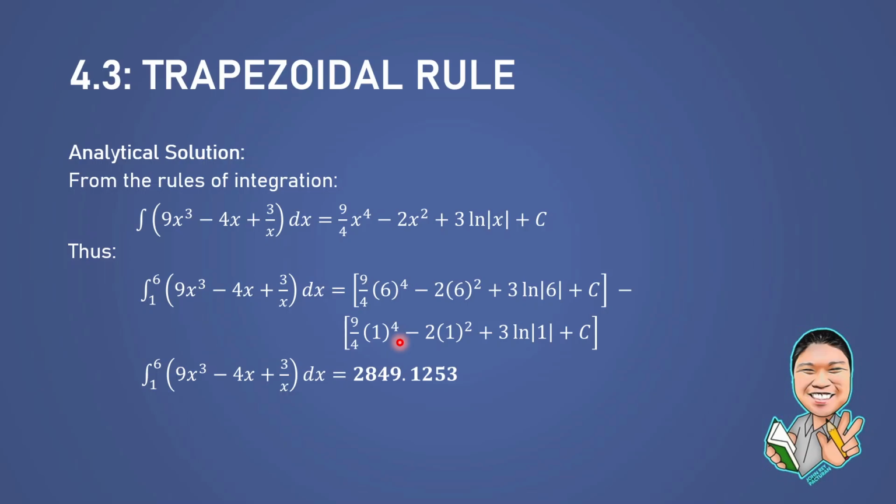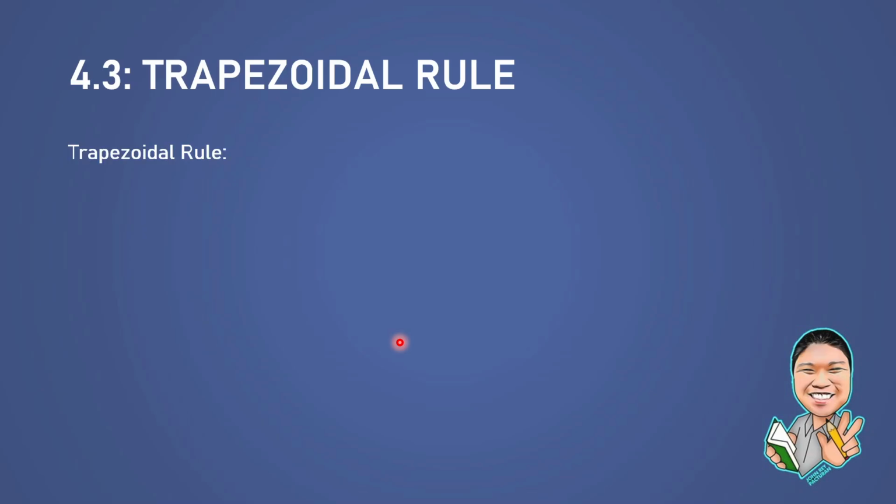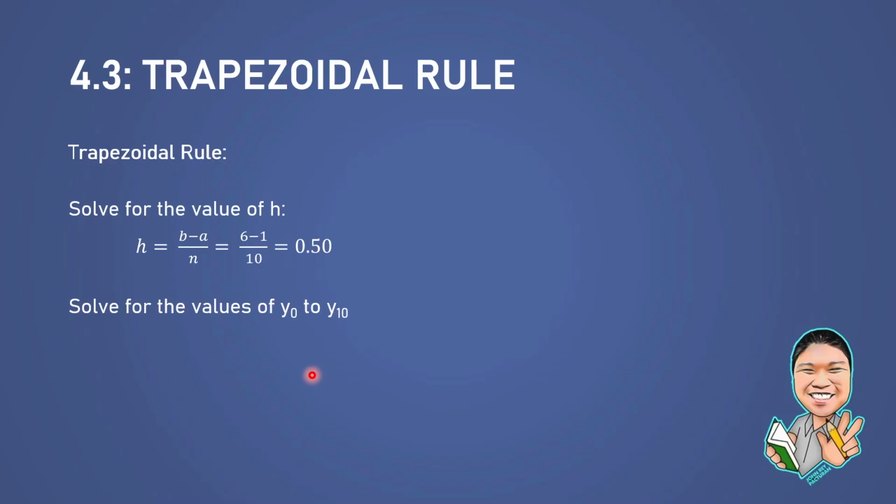Ang tanong ko ngayon is, paano naman natin to masosolve using the trapezoidal rule? Kasi yun na yung importante ngayon, the trapezoidal rule. So, this time, solve for the value of h muna tayo. Kasi syempre, yung n natin is 10. So, ang formula ng h is b minus a over n. Upper limit is 6, lower limit is 1, divided by 10, so that is 0.5. So, therefore, solve for the value of y sub 0 to y sub 10, which is presented sa kanan.